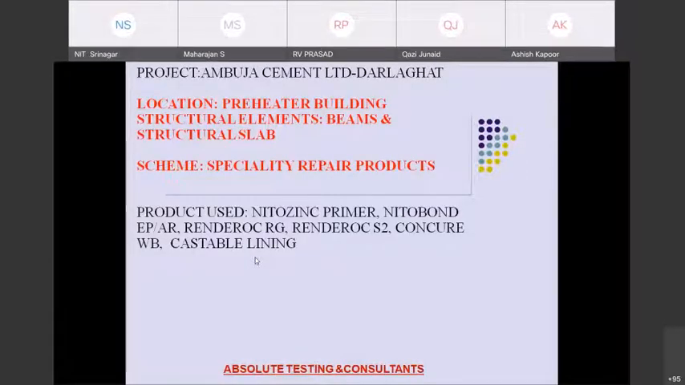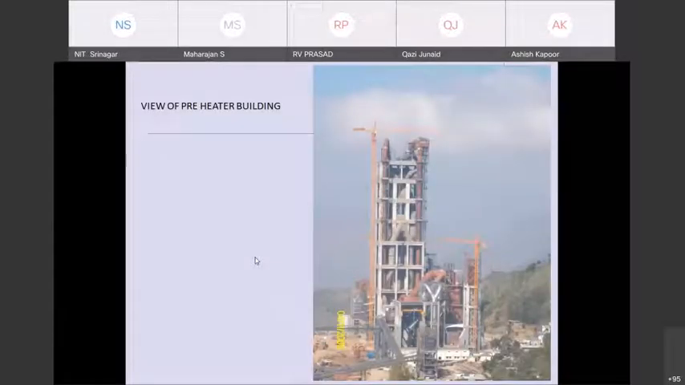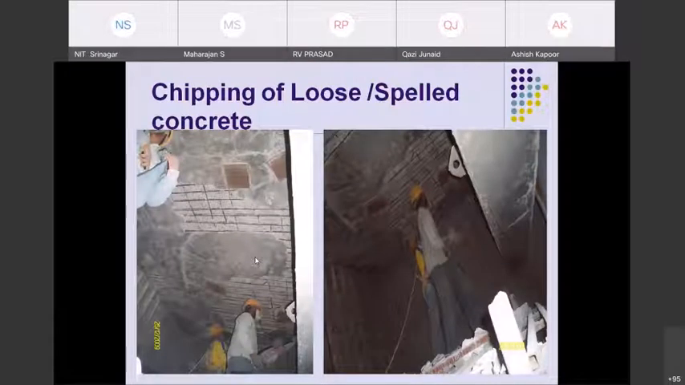So there is another example, which is of Ambuja Cement Limited, Darlaghat. Here it is an example of corrosion. Their images are there. You can see this is the spalling of concrete. This is the type of problem we face where there is a problem in your slab, and you will see that reinforcement bars are completely exposed.